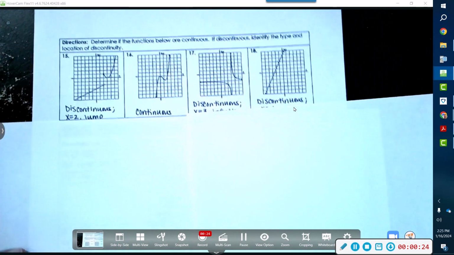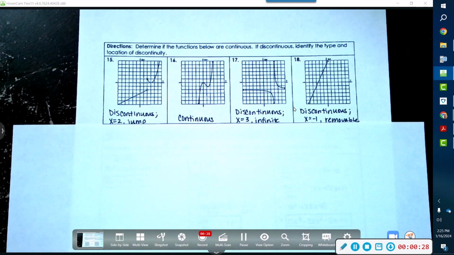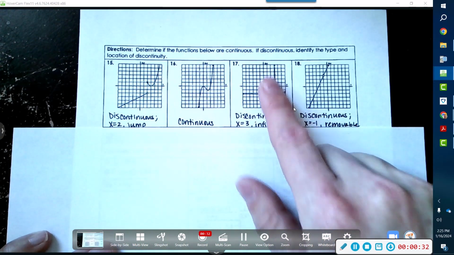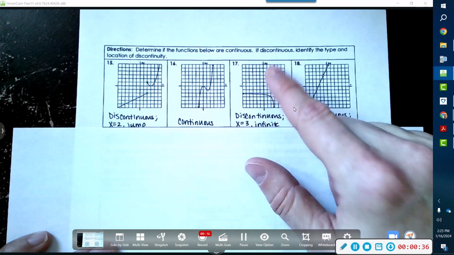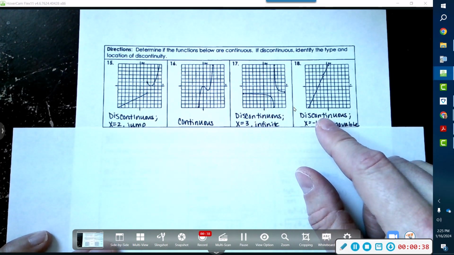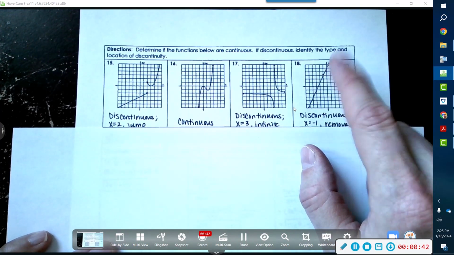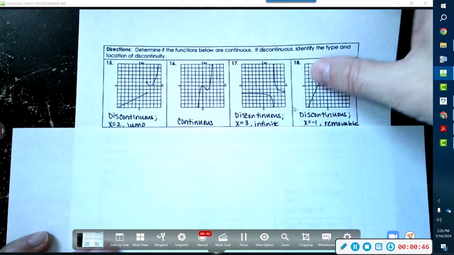This guy is discontinuous, but it's infinite. This guy is discontinuous, but remember this is infinite, or we can just label it as an asymptote, okay? And it's at x equals 3. This guy is discontinuous at that point. You can see that open circle there, so watch out for that. That is called removable, or it's called point discontinuity, okay?